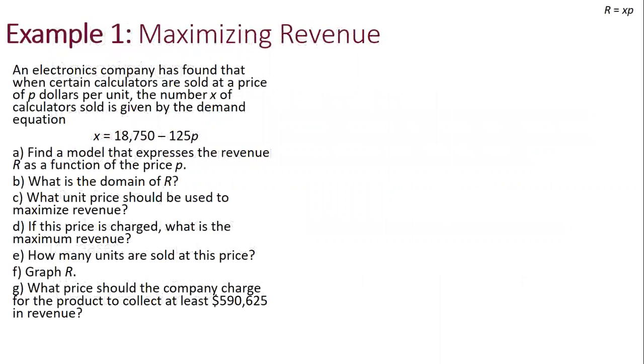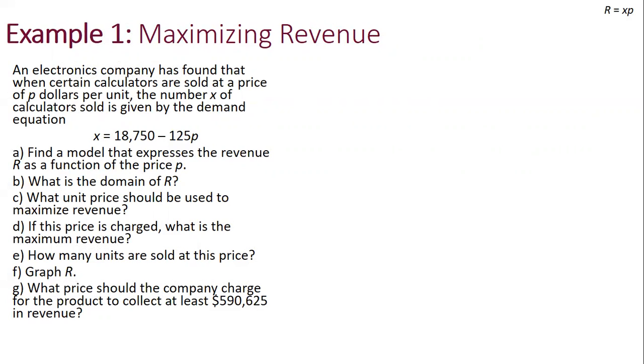So here's our example using that. An electronics company has found that when certain calculators are sold at a price of P dollars per unit, the number of X calculators sold is given by the demand equation X equals 18,750 minus 125P. Find a model that expresses the revenue R as a function of the price.